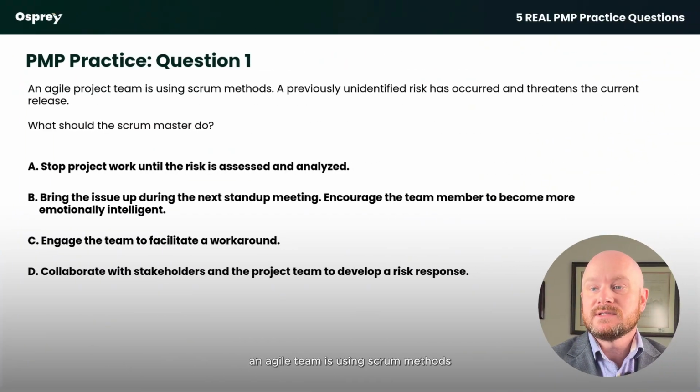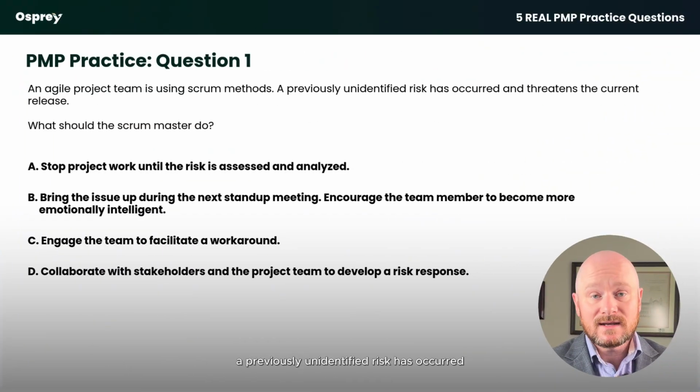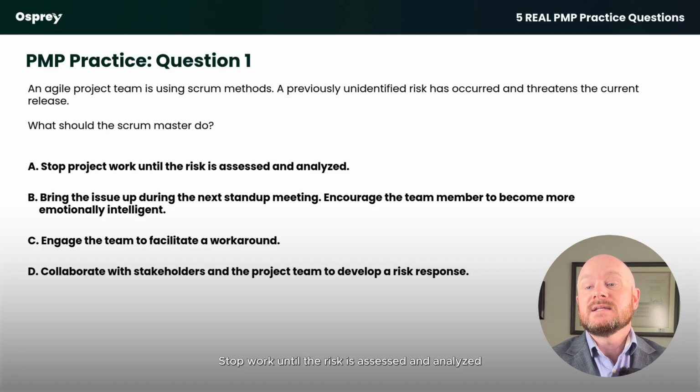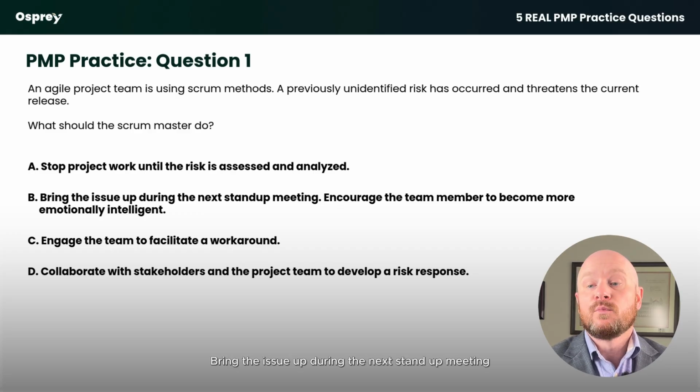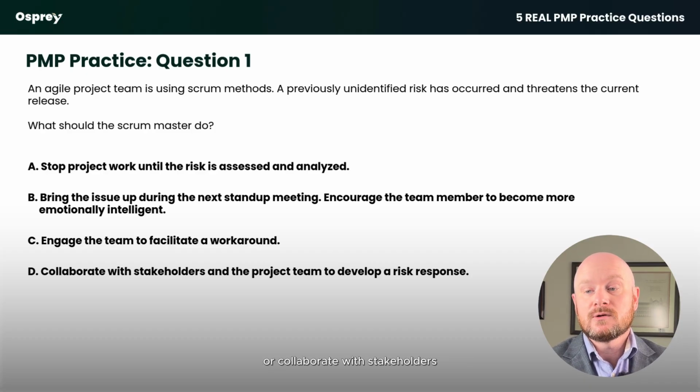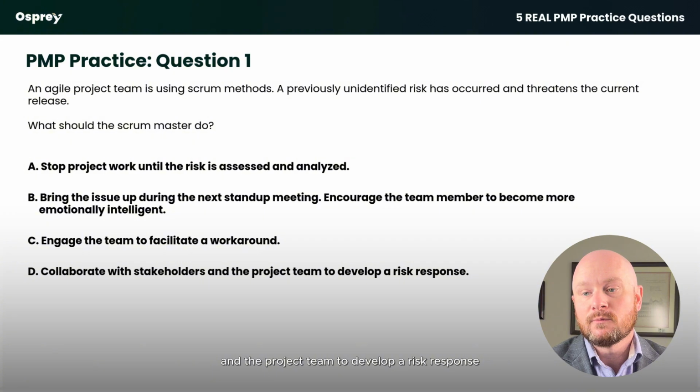An Agile team is using Scrum methods. A previously unidentified risk has occurred and threatens the current release. What should the Scrum Master do? Stop work until the risk is assessed and analyzed, bring the issue up during the next stand-up meeting, engage the team to facilitate a workaround, or collaborate with stakeholders and the project team to develop a risk response.